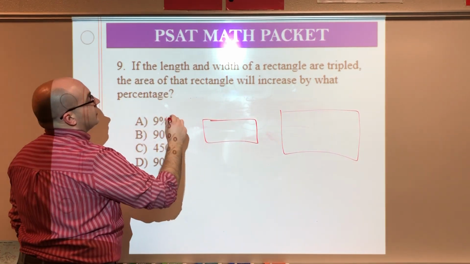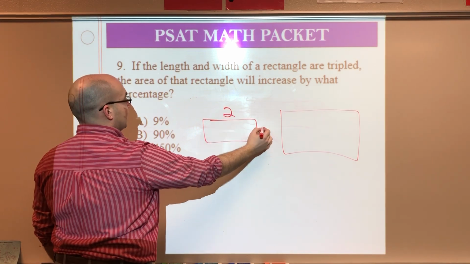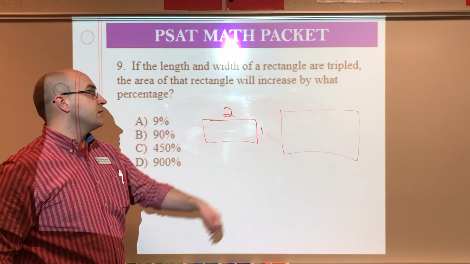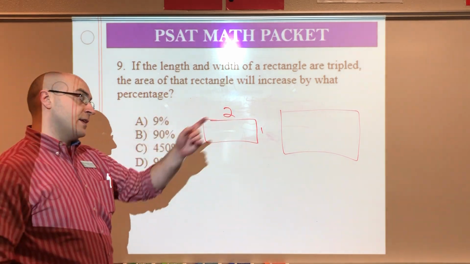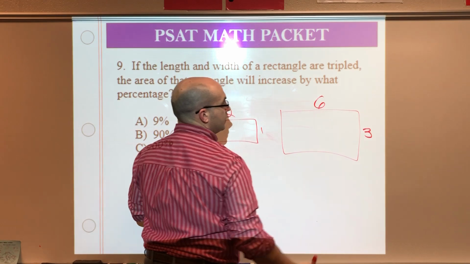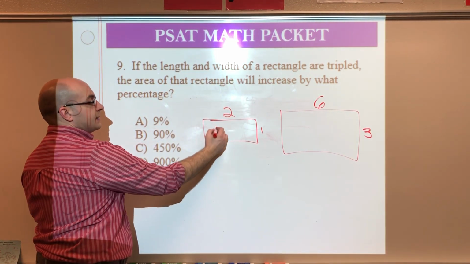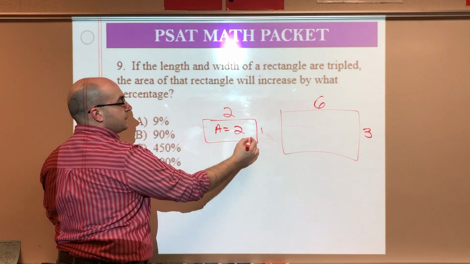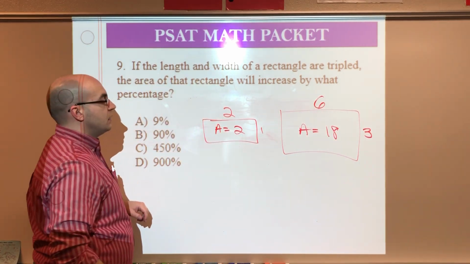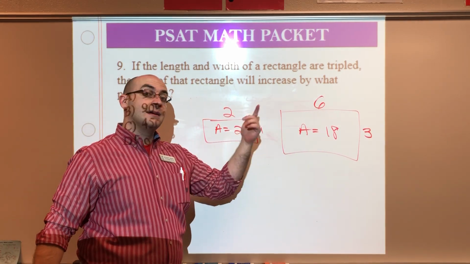So again, let's draw a couple of rectangles. If the length and width are tripled, so let's say the original length and width, and I know this does not look to scale, but let's just make it easy numbers. So the first rectangle has a length of 2 and a width of 1. We're tripling it for the next rectangle. So 2 times 3 is 6, and 1 times 3 is 3. So let's take a look at the area now. Area is length times width. So 2 times 1 is 2, and 6 times 3 is 18. Okay, now, how did I go from 2 to 18? By factors. I multiplied by 9.